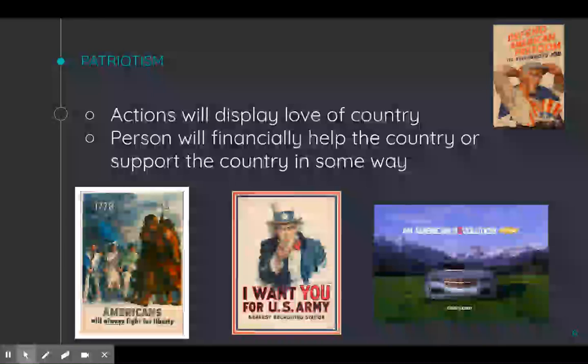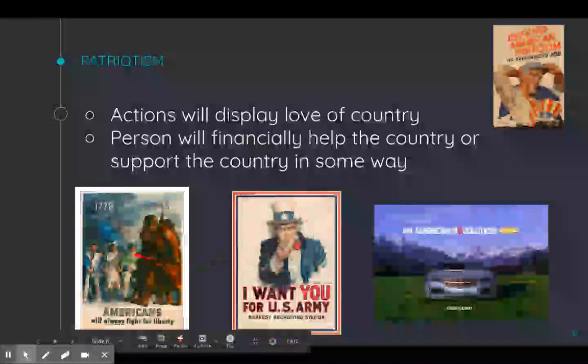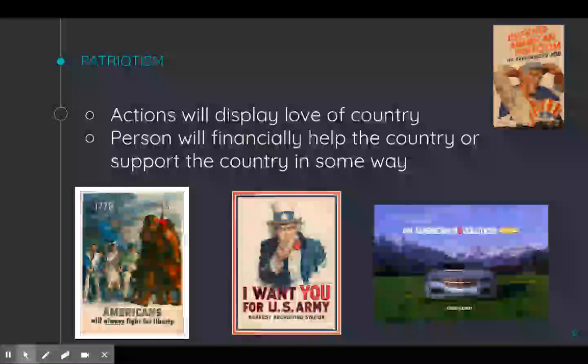Next, you have patriotism. These are actions that display a love of country, and you are implying that the person will financially help the country or support the country in some way. So, you see this a lot in propaganda. We've seen these with the different war efforts, right? I want you for the US Army. In this poster, you've got 1778, the Revolutionary War, compared to the soldiers in 1943 during World War II. It says Americans will always fight for liberty. This is supposed to make you feel patriotic, proud, like you owe the country a debt, and therefore encourages people to sign up to join the war effort.